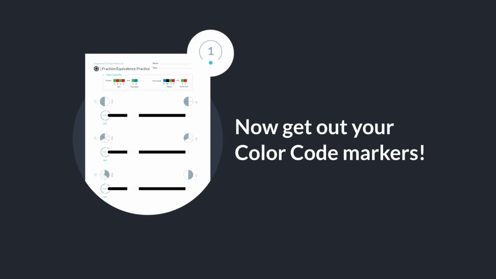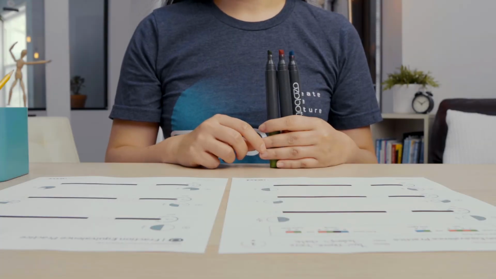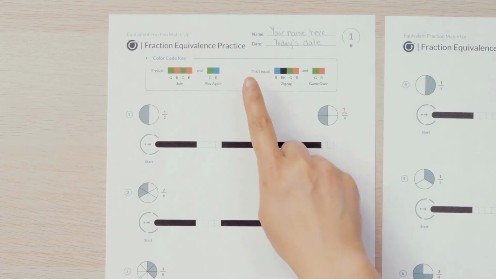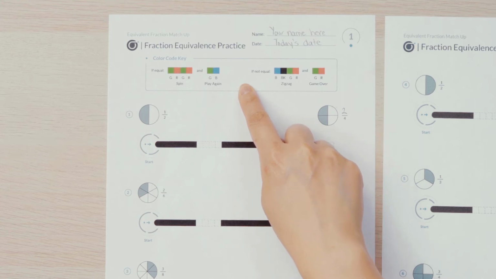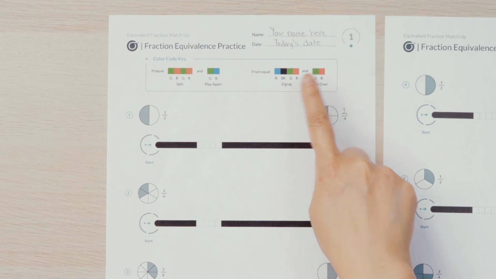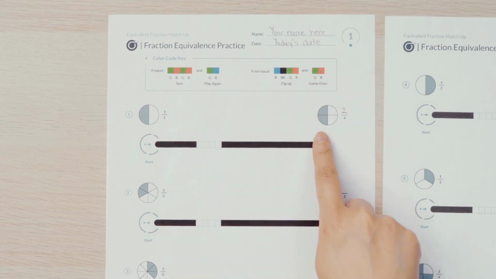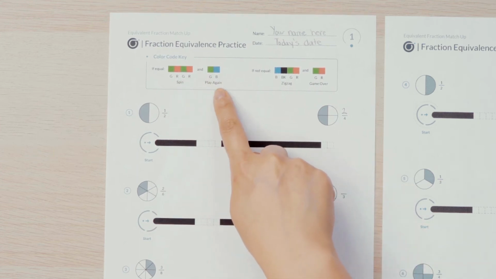Now get out your color code markers. After you've compared the fractions, it's time to code. Look at the color code key at the top of your paper. The key tells you what color codes to use if your fractions are equivalent or not equivalent. Since you determined the first pair of fractions, 1/2 and 2/4, are equivalent or equal, you will use the color code spin and play again to complete your path for the Ozobot.